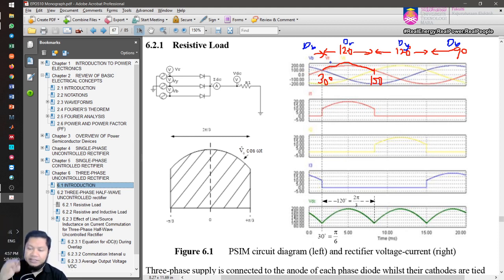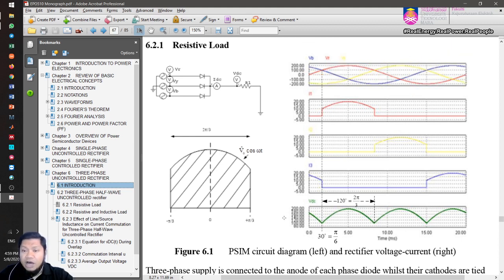So you have to understand this. Now we connect to the resistive load. If you understand, then you don't have a problem to memorize or reproduce the labeling, the degrees, the duration of each diode, and so on and so forth.